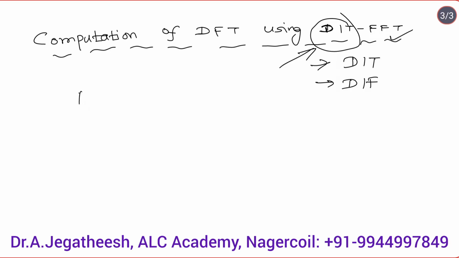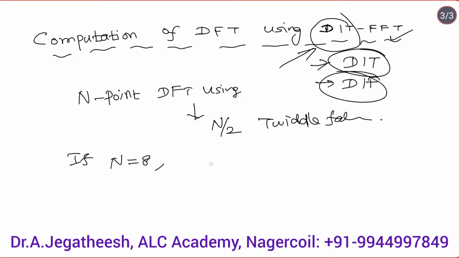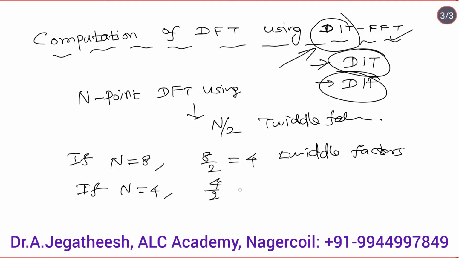To find an N-point DFT using the DIT method or DIF method, we need N by 2 twiddle factors. That is, if N is equal to 8, we need 8 by 2 equal to 4 twiddle factors. If N is equal to 4, you need 4 by 2 equal to 2 twiddle factors.